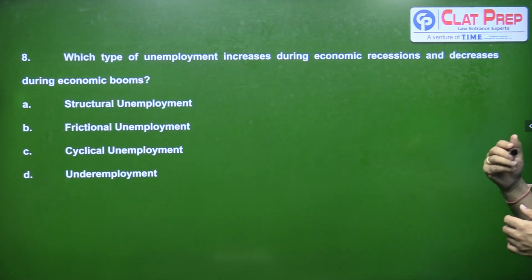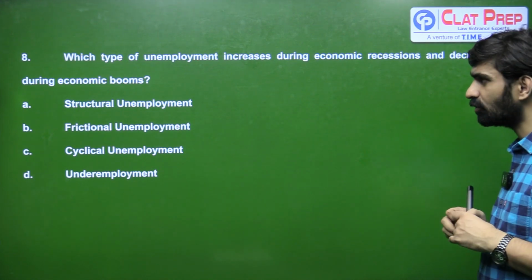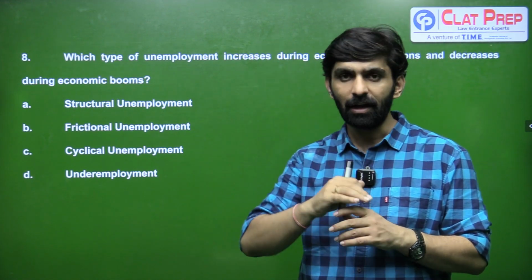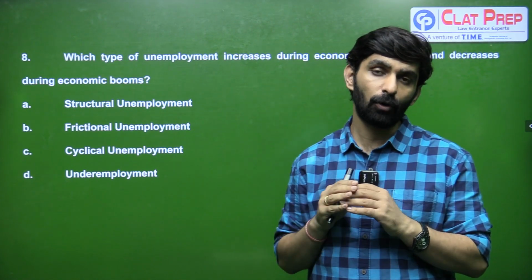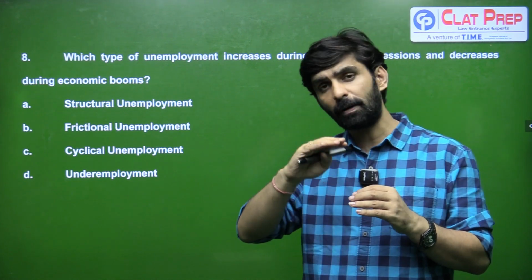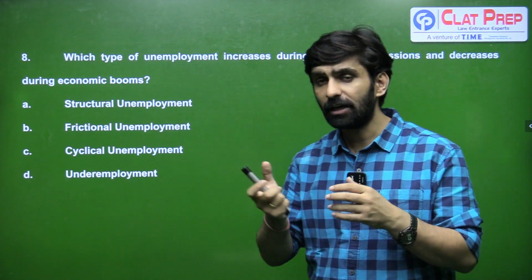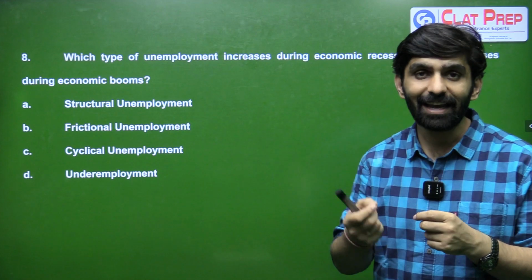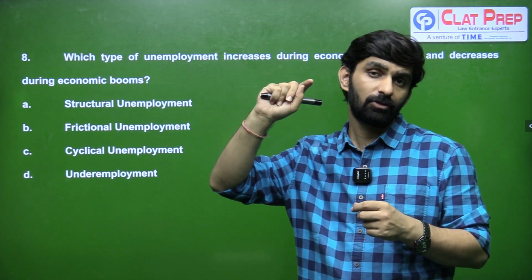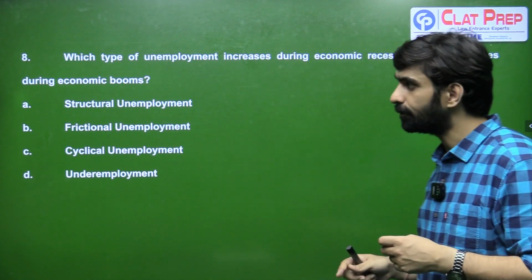Next is, which type of unemployment increases during economic recessions and decreases during economic booms? So when the economy is on an upward trajectory, there is an increase in employment, and when there is a downward trajectory of the economy, there is a fall in the employment numbers. That type of unemployment is known as cyclical unemployment, which is based on the economic cycle. So answer for eighth is going to be C.